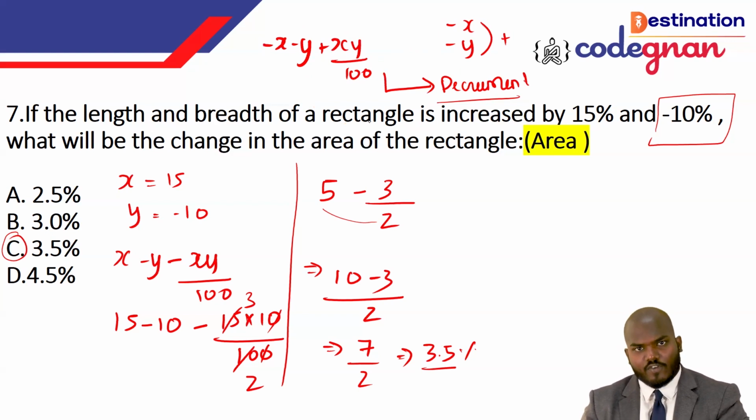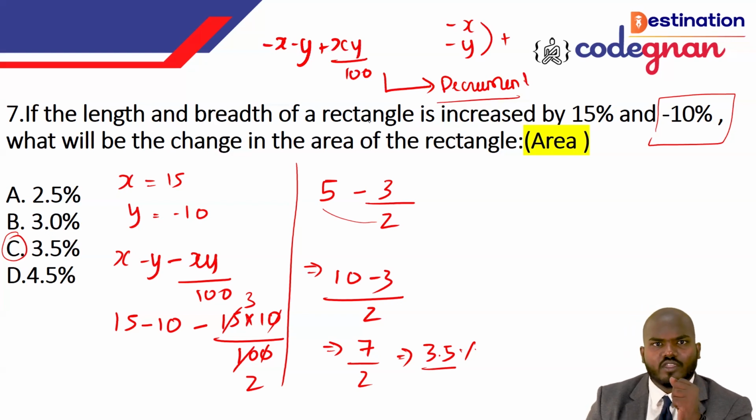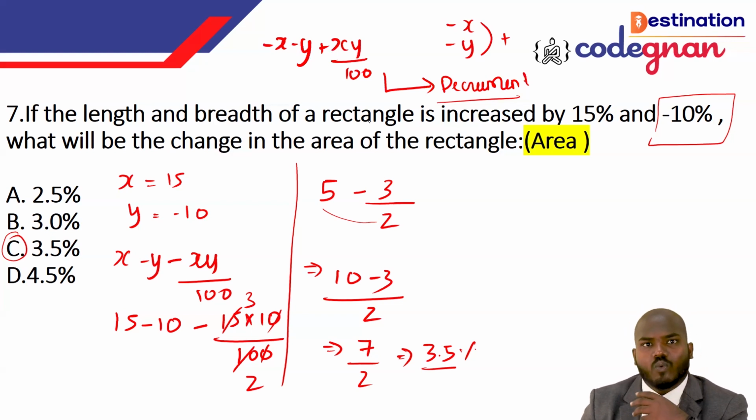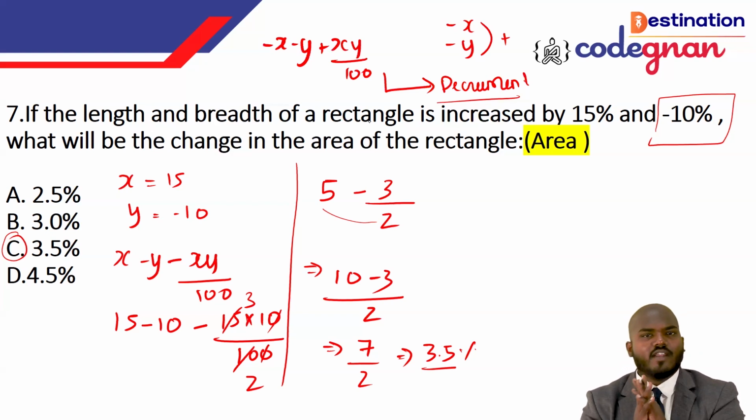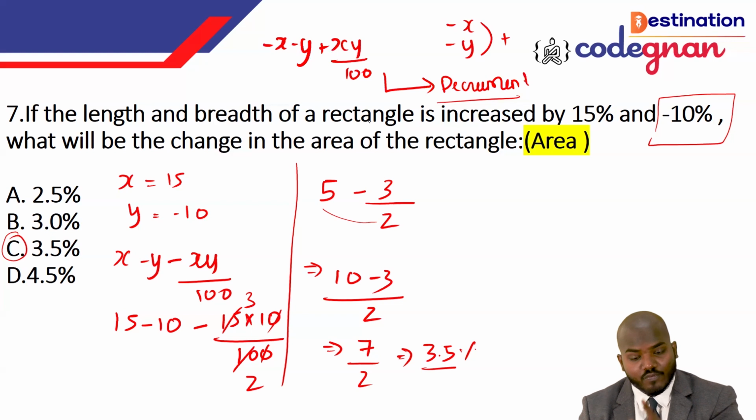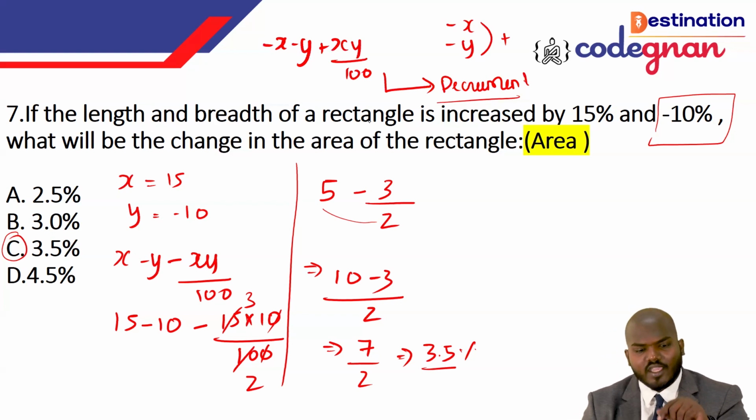And next, if you have an increment and decrement, you will use the formula x minus y minus xy by 100, as we defined here. And if you have increments, you can call it x plus y plus xy by 100. So this is how we can manipulate the answer with respect to this one. I hope you guys are clear with this one. I'll go on to the next thing. Before that, I just want to showcase, if there is no formula, then how can we solve it?